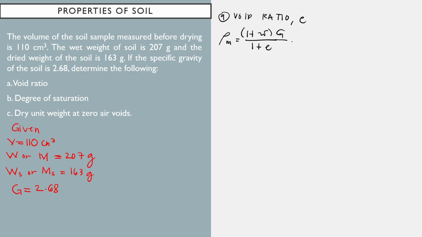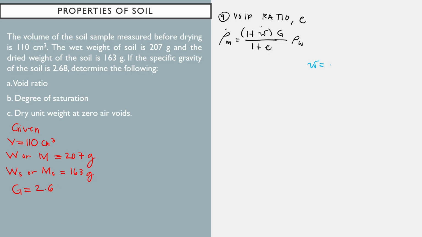Same lang naman siya sa moist unit weight. So, pinagkaiba lang is yung density ng water. Doon sa moist unit weight, yung tinatimes natin doon is yung unit weight ng water, so dito, density ng water. Ang problema natin, wala tayong moist unit weight and then yung water content. So, una, kunin muna natin yung water content natin or the moisture content.